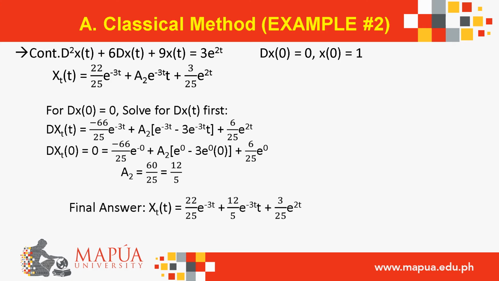Therefore, our final answer will be x sub t of t is equal to 22 over 25 e raised to negative 3t plus 12 over 5 e raised to negative 3t multiplied by t plus 3 over 25 e raised to 2t.